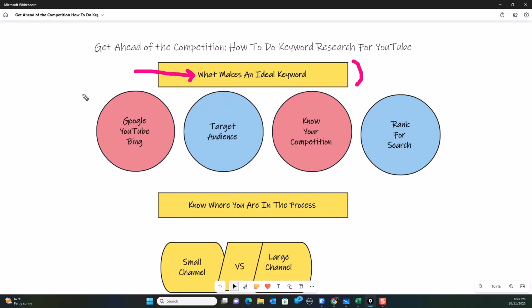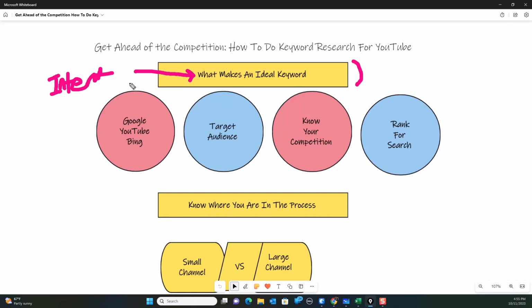When it comes to what makes an ideal keyword, you really want to focus in on what your audience is actually searching for, okay? And what are people doing? Are they asking a question? Are they trying to look up information? So more or less, what makes an ideal keyword is the intent of that keyword, okay? Whether it's... and you're going to have to forgive my horrible writing here because I'm trying to put this on here.